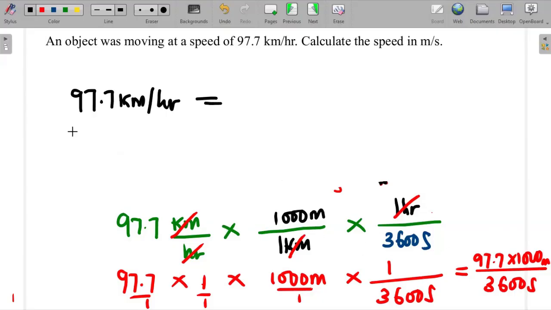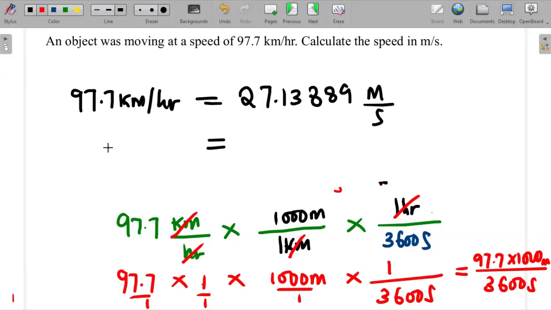So get your calculator and do 97.7 multiplied by 1,000, then equals, the answer that you're going to get, divided by 3600. So what you get is 27.138, these 8 continuing, so I can round it off from there. And then on top, remember, I had meter divided by what I have down there is second. So now to write your final answer, you go back to what you have.